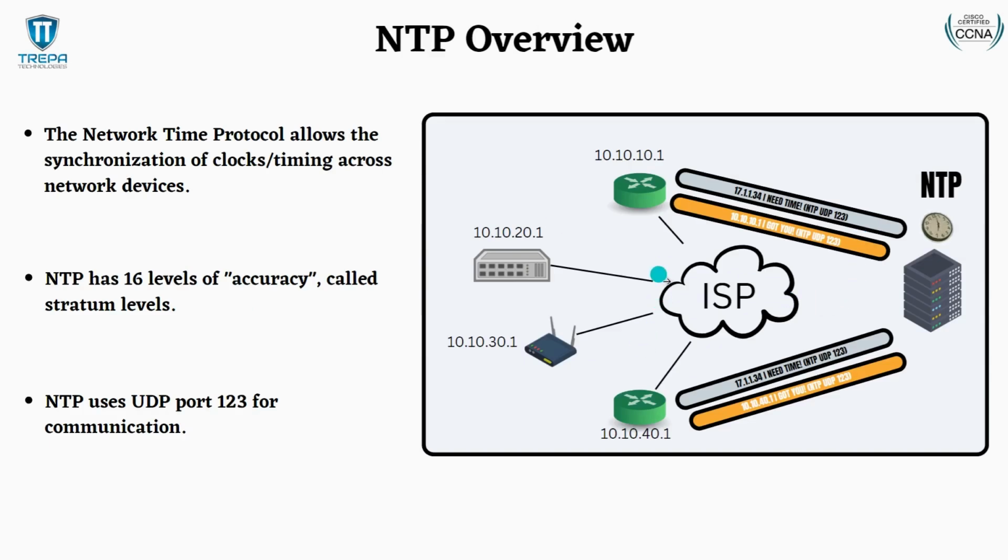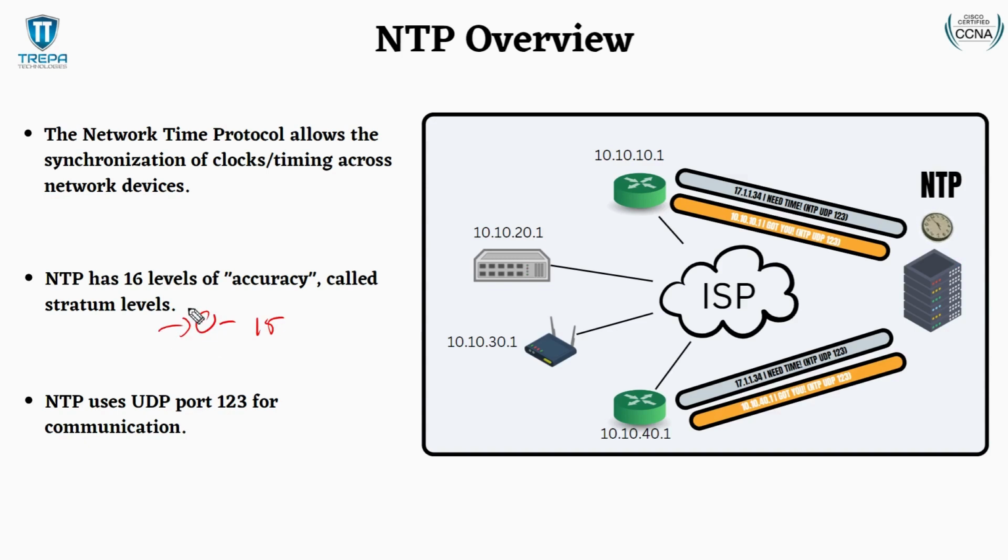So NTP overview. The Network Time Protocol allows the synchronization of clocks and timing across network devices, like we've already said. And there's going to be 16 levels of what we call accuracy for these clocks or this timing. We're going to call that the stratum levels. So 16 being the worst or pretty much unsynchronized. Actually, the levels are going to be 0 through 15, right? Because remember, 0 counts as 1.